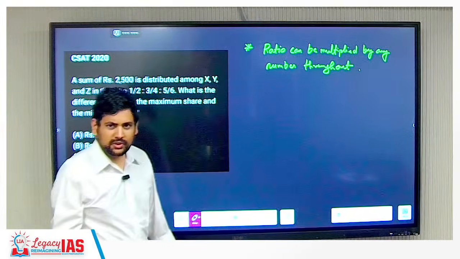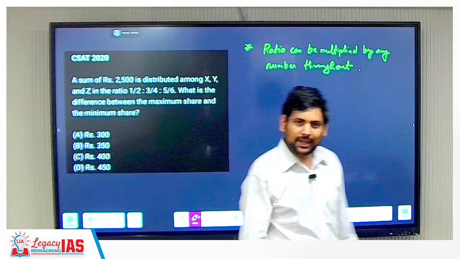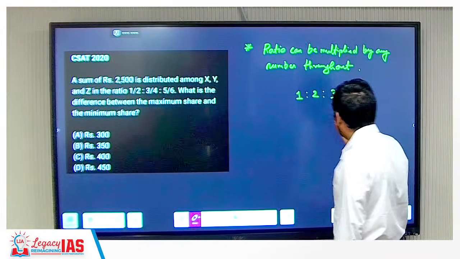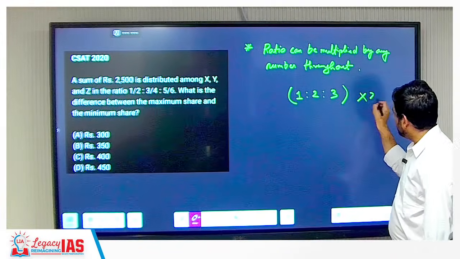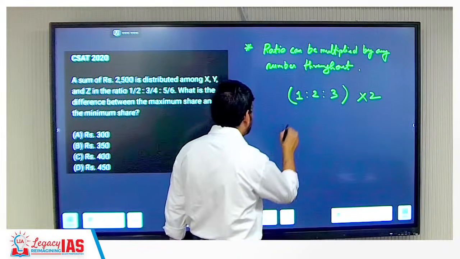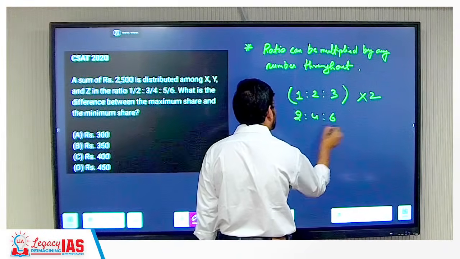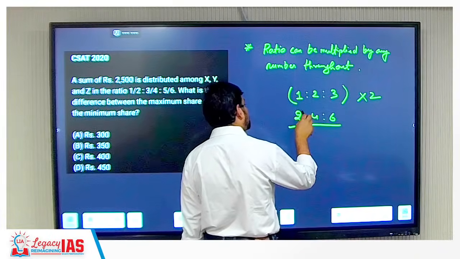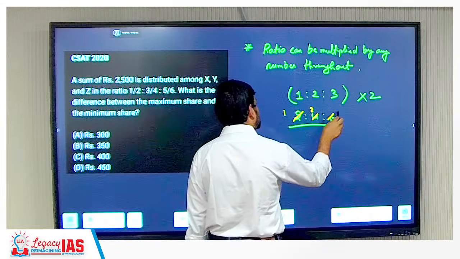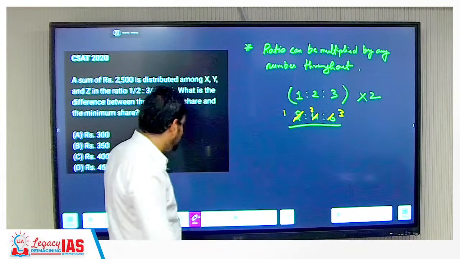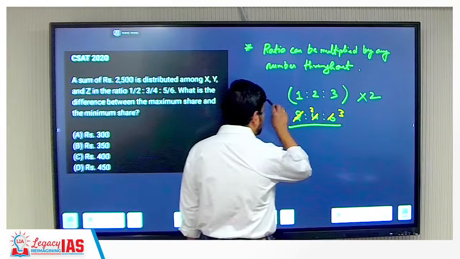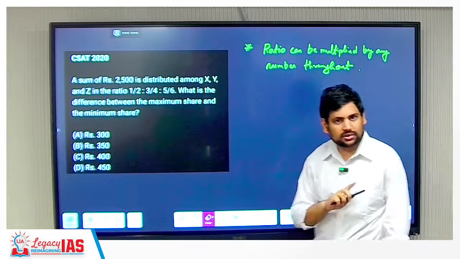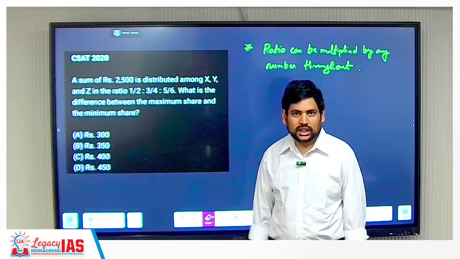Of course, most of you would know this, that a ratio can be multiplied by any number throughout. For example, if the ratio of something is 1 ratio 2 ratio 3, and I multiply all of them by 2, then it becomes 2 ratio 4 ratio 6. Isn't this exactly the same? Why? Because I can still cancel it out by 2, and this becomes 1, this becomes 2, this becomes 3. So basically, I can multiply the ratio by any number that I like, but I have to multiply it throughout. Then it won't change the ratio.